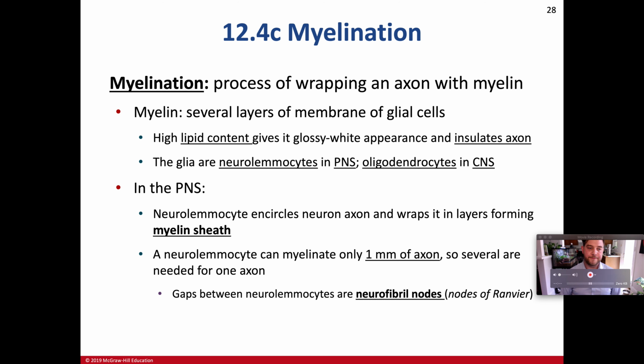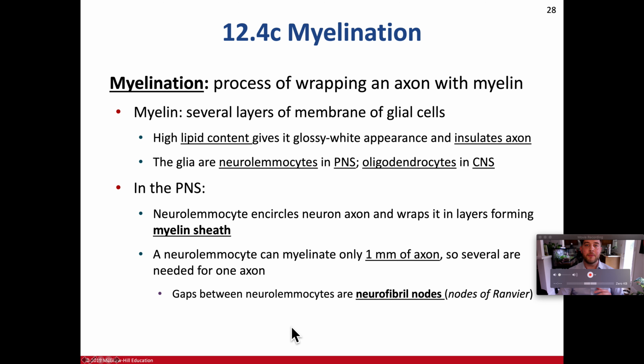So in the peripheral nervous system, the neurolemmocyte encircles the neuron axon and wraps it in layers, forming a myelin sheath. Neurolemmocytes in the peripheral nervous system can only myelinate a 1 millimeter section of one axon at a time. So you have to have thousands and thousands of neurolemmocytes to actually myelinate a full axon.